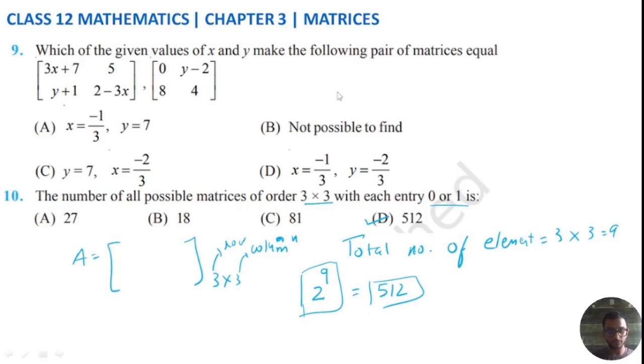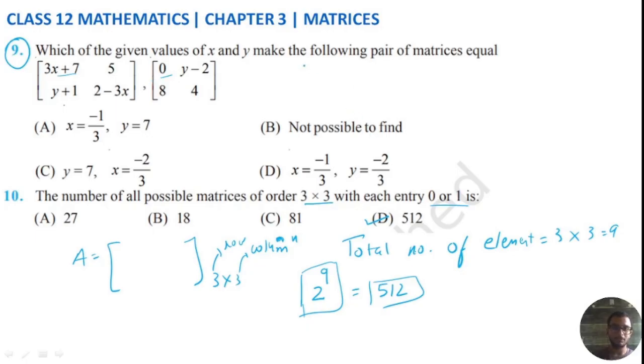This exercise was more about building confidence and building the concepts of matrices. Still, if they want to ask some question, they can ask a question like question 9, where they will ask you to find whether two matrices are equal or not. If you compare only the first element, you will get some x, but that is not the correct approach. You should verify with all other elements whether they are equal or not.